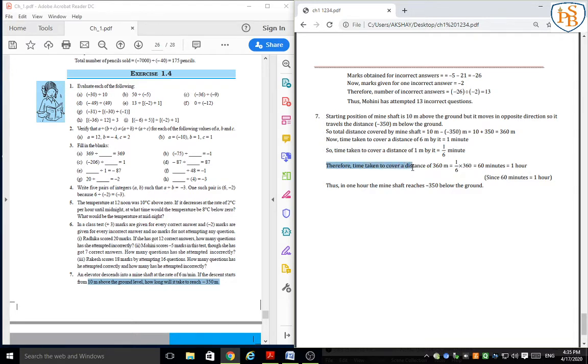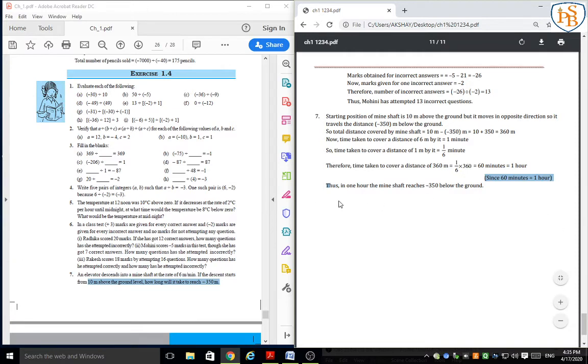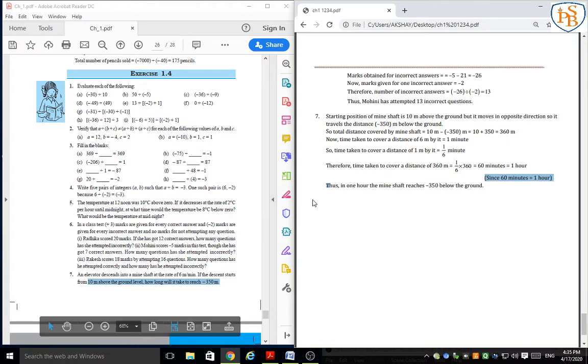Therefore time taken to cover a distance of 360 meter is equal to 1 upon 6 into 360, that is 60 minutes. Look at here, 360 divided by 6, that means 6 6s are 36, 0, so 60 minutes, and 60 minutes means 1 hour. Thus in 1 hour the mine shaft reaches negative 350 below the ground. Look at here, this example is very important from the point of view of our exam. So try to solve this yourself again in your notebook.